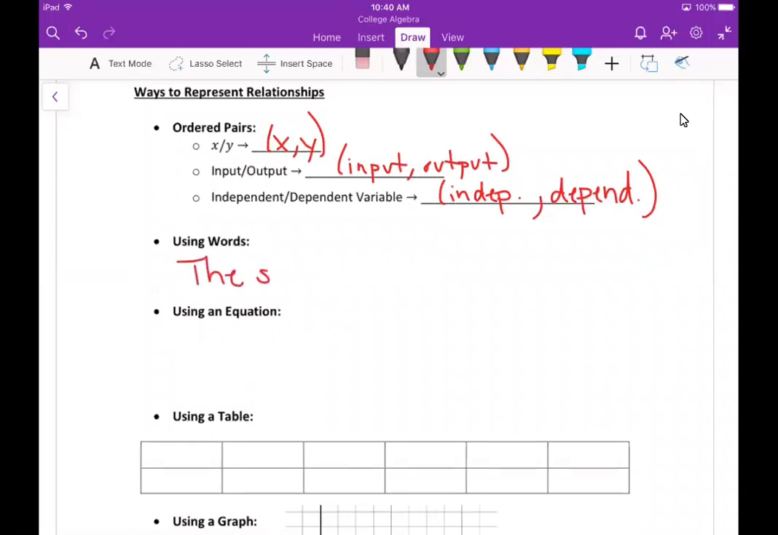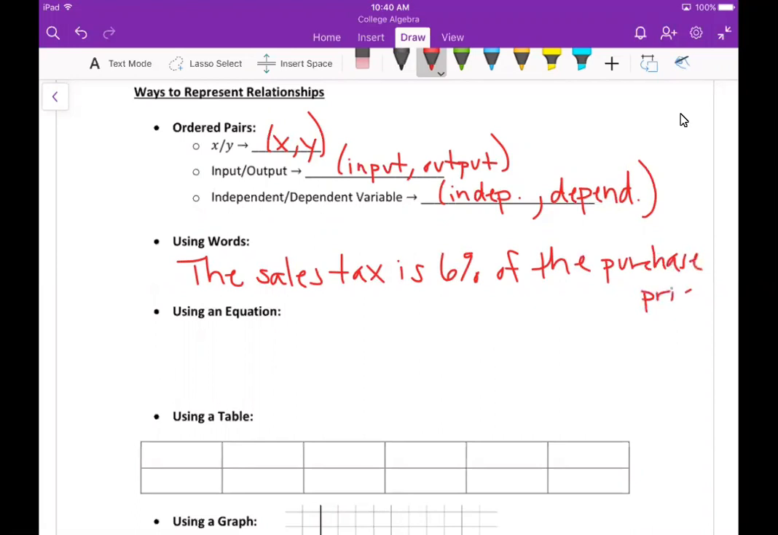Here's our example. We're going to say the sales tax is 6% of the purchase price. And in that one sentence, I have described the relationship between two variables. Can you identify what those two variables are? The two variables would be the sales tax, how much am I going to pay in sales tax, and the other variable is the purchase price.